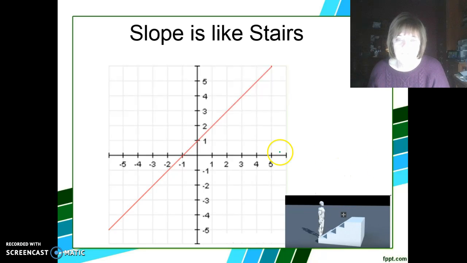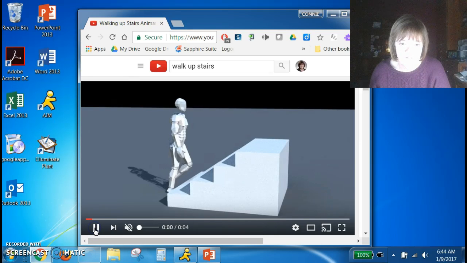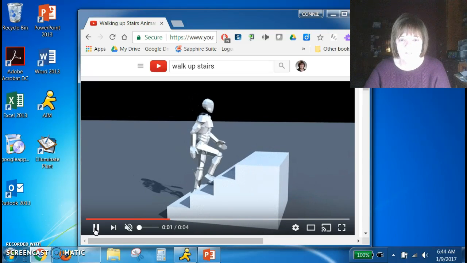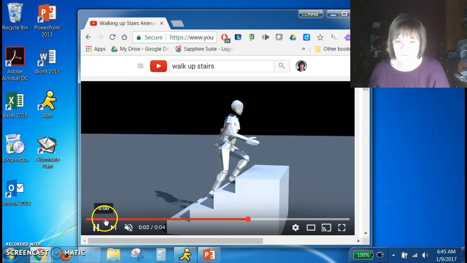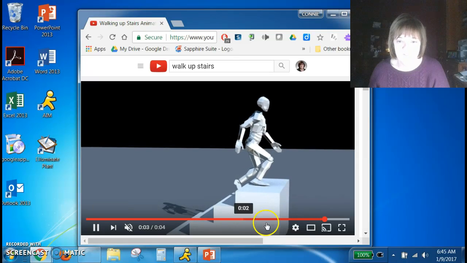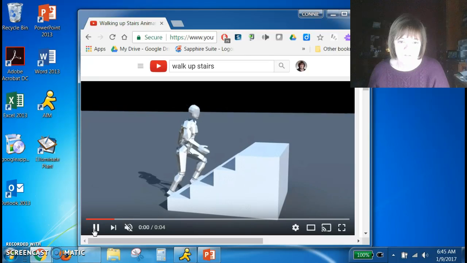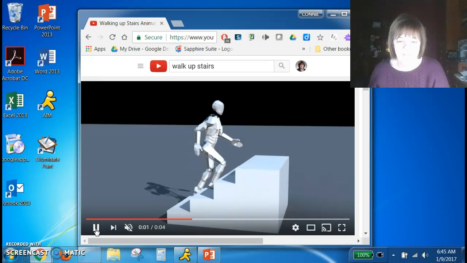Let's take a look at this video together, really in slow motion, and watch how it's like stairs. Notice how he stepped up before he stepped forward. He's going up before he goes forward. Up, and then forward. He brings that foot all the way up. Let's see that again. Notice, up and forward. Up and forward. That's how stairs work.